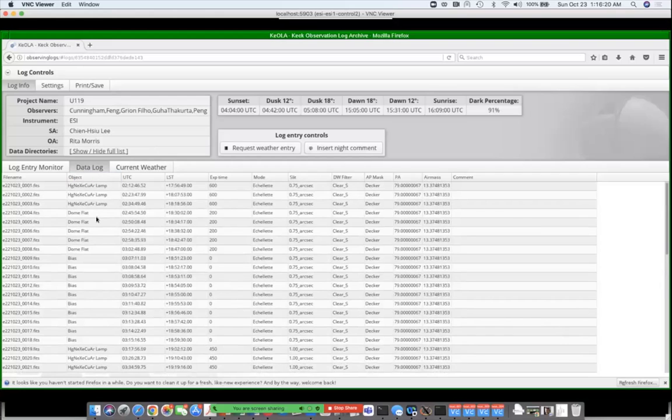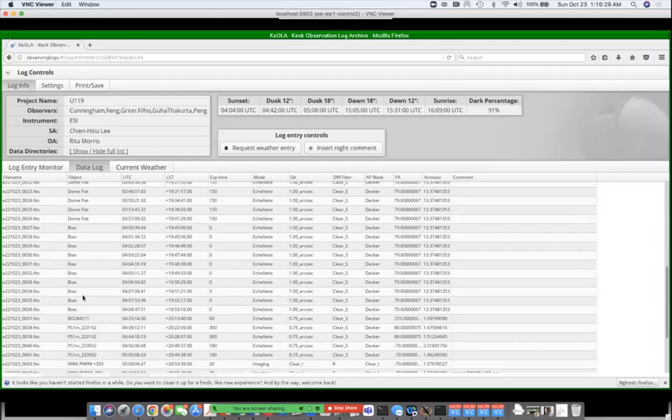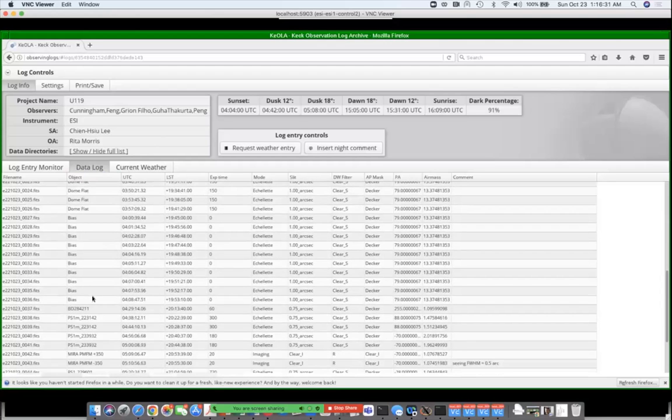And these are all calibration data. The first few: arc lamps, dome flats, biases. And then we did that for a while. You'll see 0 exposure time. 0 means these are bias frames. I won't explain that right now. And then from number 37 on, these are on-sky exposures.